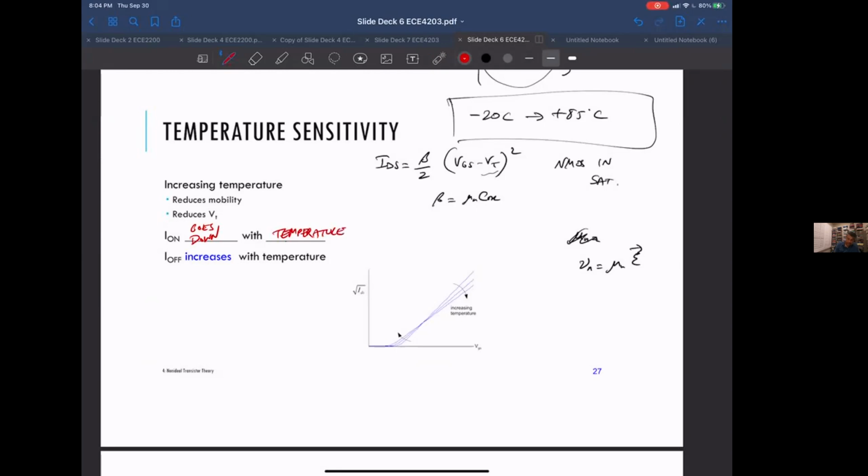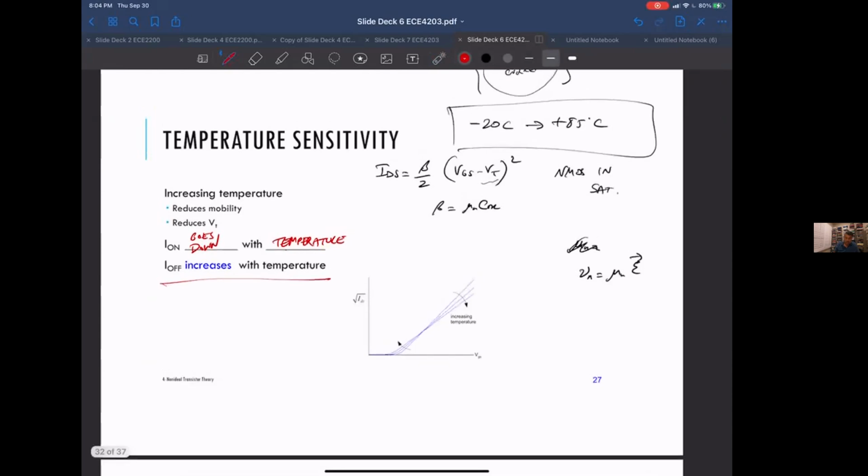Okay, and your off current increases with temperature. So your leakage goes up, and your on current decreases. Both of them are bad factors, because we want our on currents to be large so we can switch as fast as possible, and we want our leakage to be low so we don't burn unnecessary power. So high temperature is bad from that point of view.